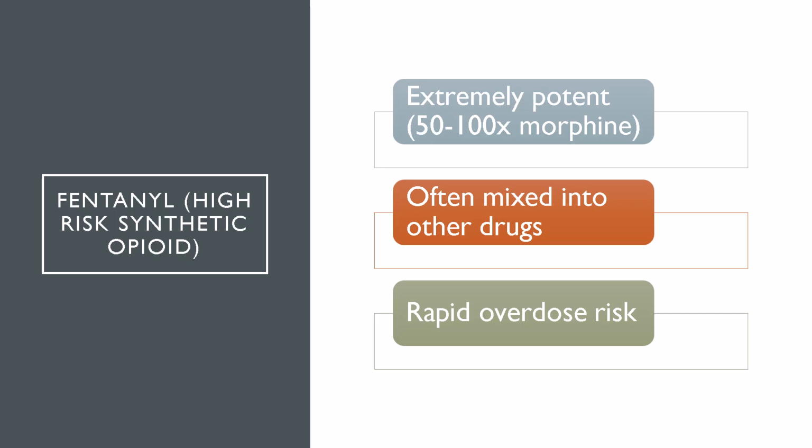And fentanyl is one of the most important substances that you need to understand as a counselor because it has significantly changed the landscape of overdose risk. Fentanyl is a synthetic opioid that's much more potent than the traditional opioids like morphine or heroin. So it's been estimated to be like 50 to 100 times stronger than morphine. And that means that even a very small amount can have a very powerful effect on the body.